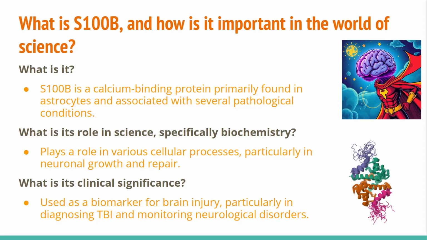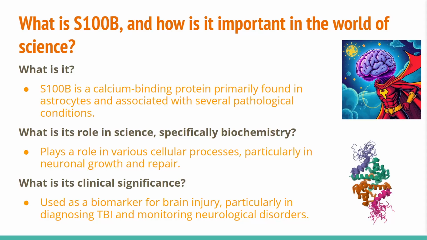What is its role in biochemistry? The S100B is vital in various cellular processes, especially in neuronal growth and repair. Think of it as a supportive coach for neurons, aiding their development and recovery after injury. It also regulates cell activities like proliferation and differentiation, which are crucial for healing in the context of brain injury.